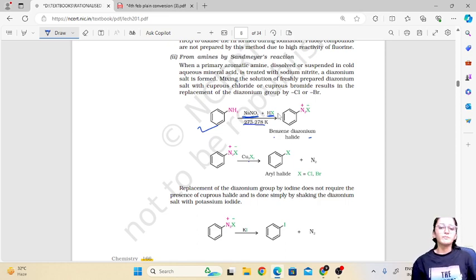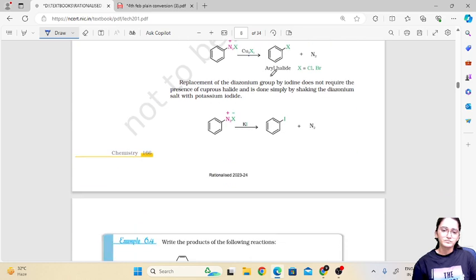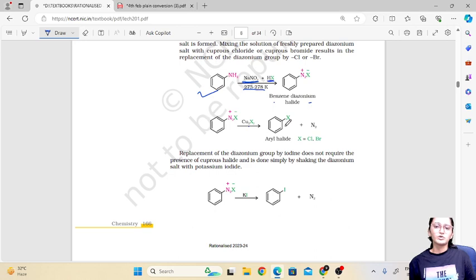One thing we have to remember here is when you have to replace with iodine, then we can't use cuprous iodide here. So here we have to take potassium iodide. So in this reaction, when this intermediate is treated with KI, potassium iodide, we get iodobenzene, and along with that N2. So for iodine only we have this exception, and chlorine and bromine follow the same procedure.